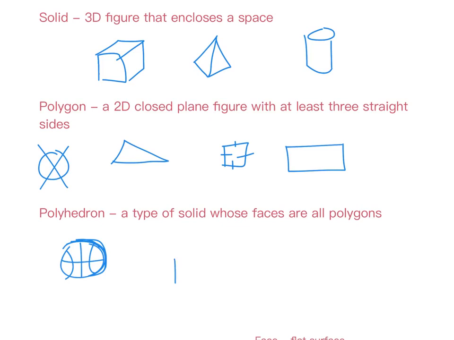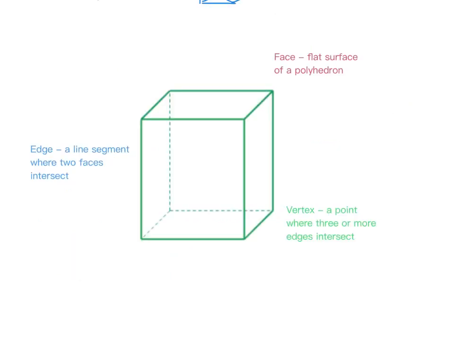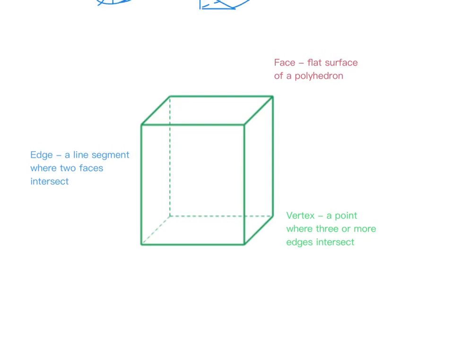But how about a triangle? So that's a polygon, but a polyhedron would be a triangular prism. So that's a triangular prism, and it's a type of polyhedron. So we'll talk more about that. All right, so we're going to talk about some components of a polyhedron, or polyhedra would be the plural of polyhedron.